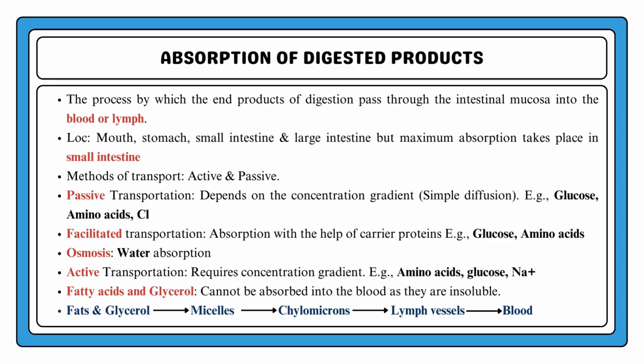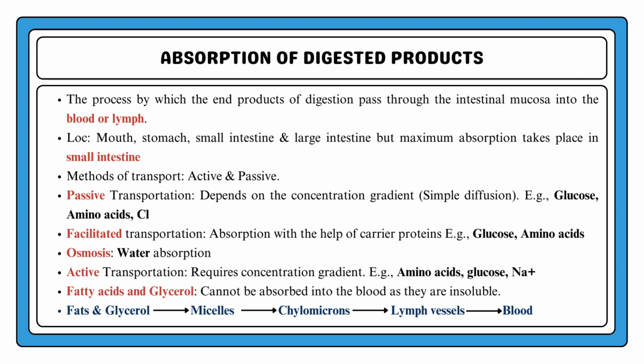Now we are going to see how the digested foods are being absorbed. The absorption of digested products is the process by which the end products of digestion pass through the intestinal mucosa into the blood or lymph. It takes place in the mouth, stomach, small intestine and large intestine, but maximum absorption takes place in the small intestine. The absorption takes place in two methods of transport, namely active and passive.